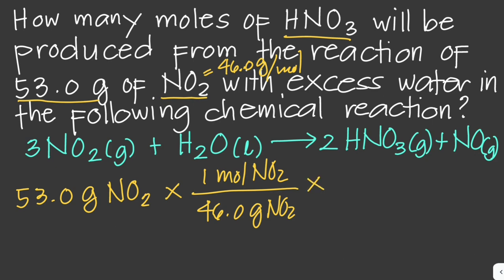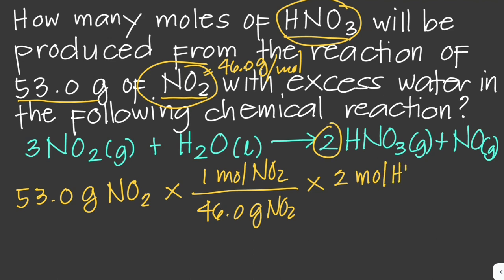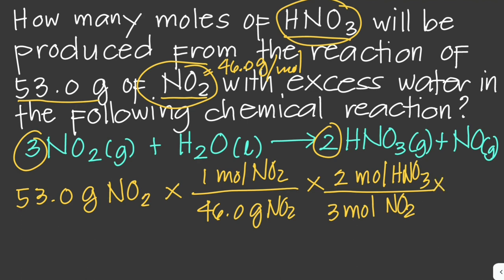And then, all right, we multiply by the mole ratio of nitric acid and nitrogen dioxide. So that would be 2 moles nitric acid is to 3 moles of nitrogen dioxide.